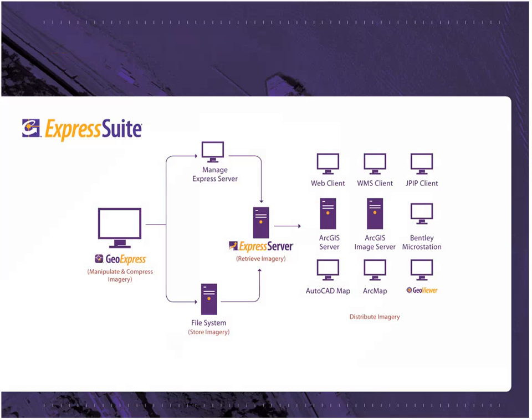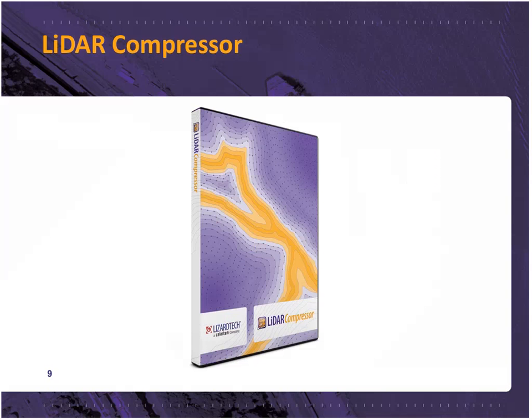GeoExpress produces MrSID JPEG 2000. It stores it on the file system, or you can send it directly to ExpressServer. From within GeoExpress, you can hit a Publish to ExpressServer button and publish that imagery right away, which makes it out and available to all different kinds of applications, web applications, ArcMap, AutoCAD, ArcGIS Server, Image Server, MicroStation, WMS clients, web clients, things like that. So it's all integrated. And with that, let's jump into LIDAR Compressor.